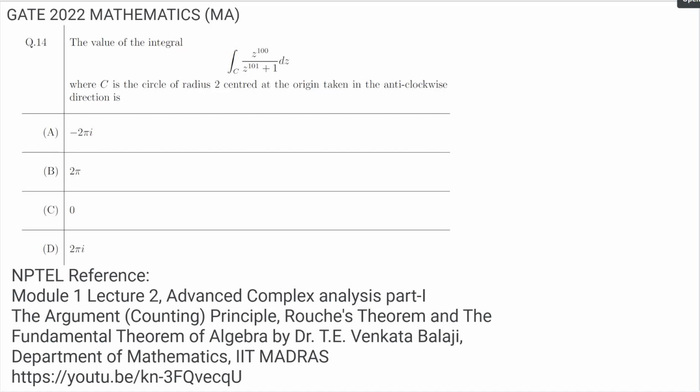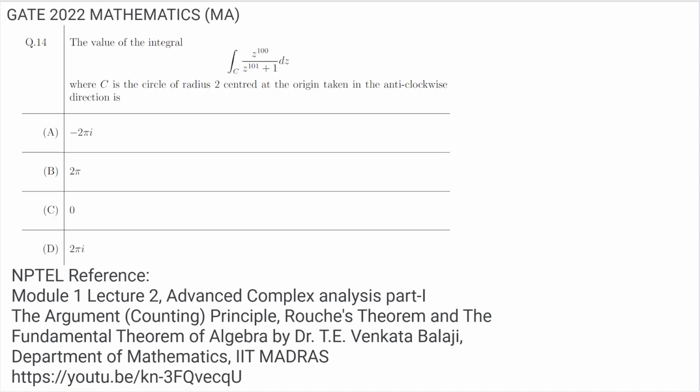2 pi i. And the NPTEL reference to solve this problem is Module 1 Lecture 2 of Advanced Complex Analysis Part 1. The title of this lecture is The Argument Principle, Rouche's Theorem and the Fundamental Theorem of Algebra by Dr. D.E. Venkata Balaji. He is from the Department of Mathematics, IIT Madras. You can also watch this lecture with this YouTube link.